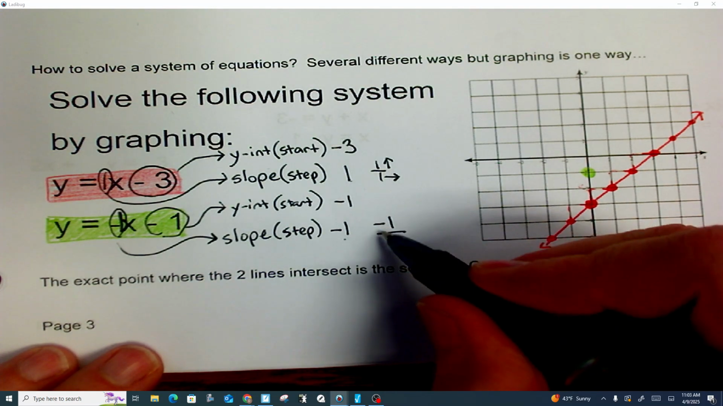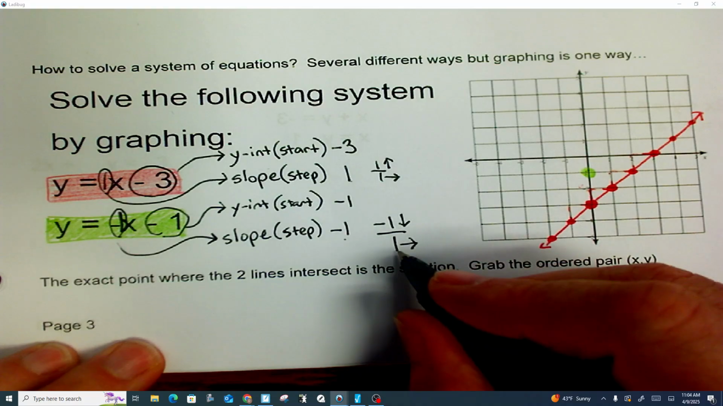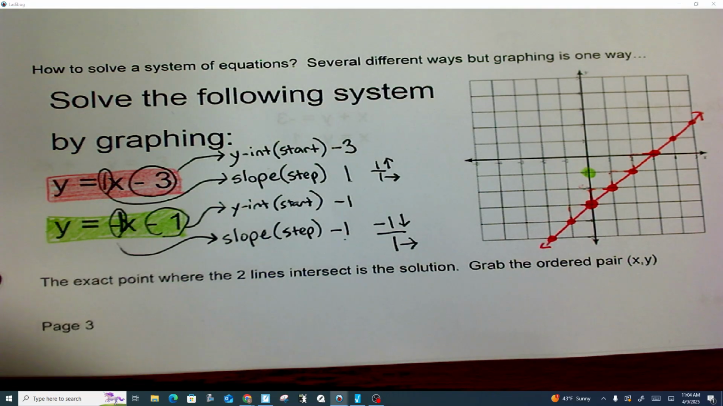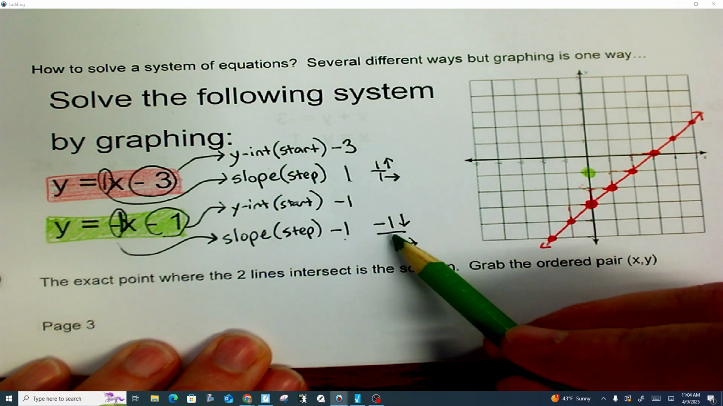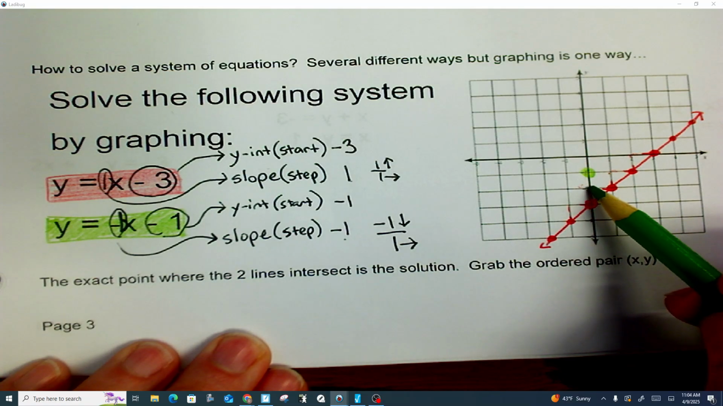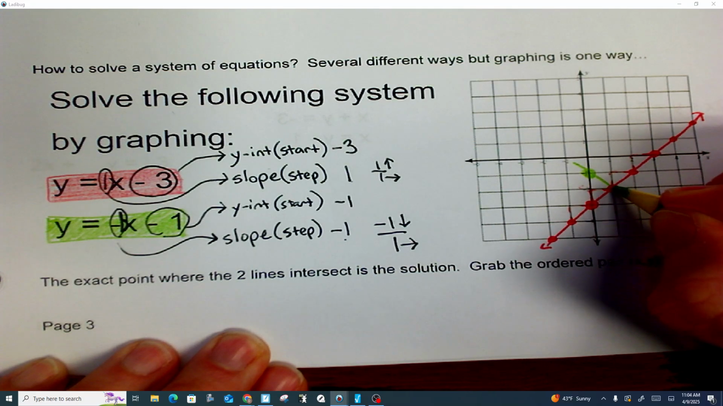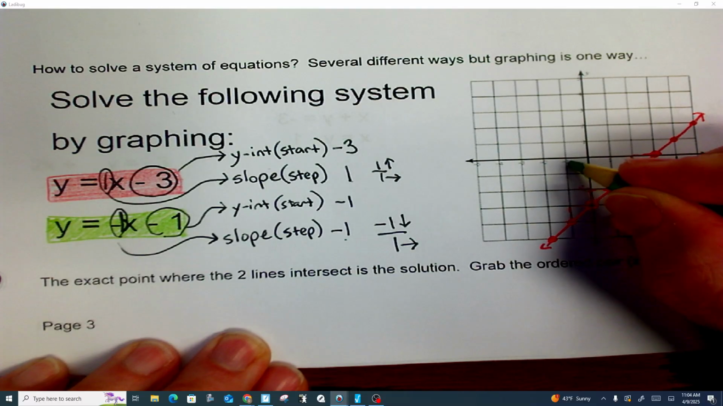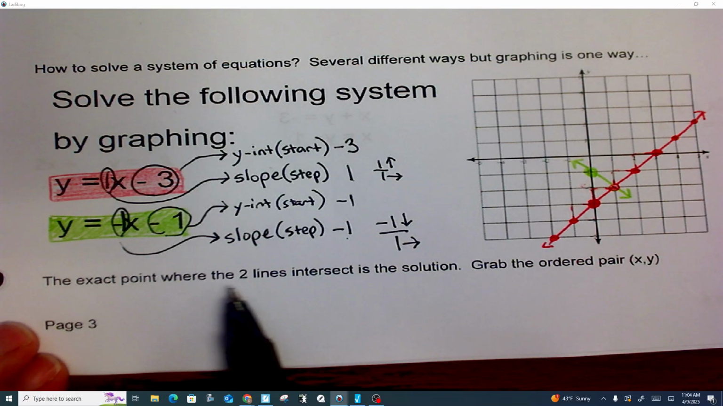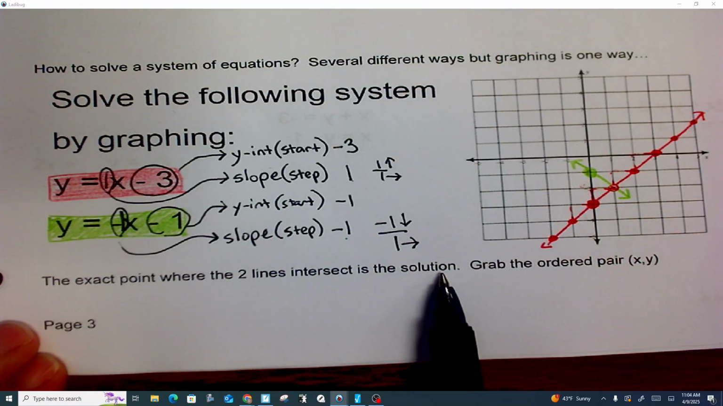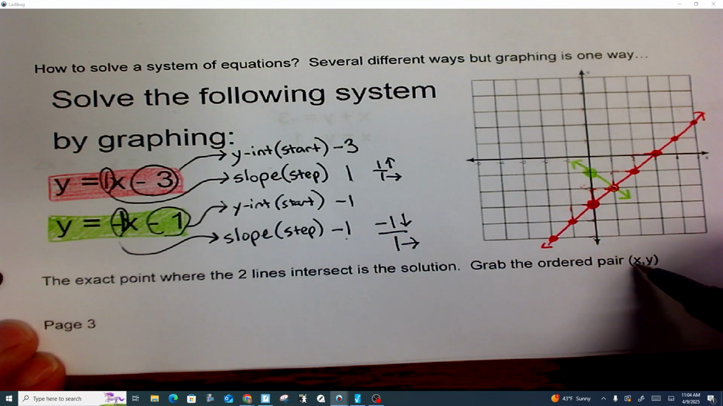If your top number of your slope is negative, I want you to go down that many, and then we would go over this many here. So let's go use this. We're going to go down 1, and then what's this right here? Down 1 and to the right 1. We bump into this exact same dot, and that is what we want. We want the 2 lines to bump into each other. The exact point where the 2 lines intersect is the solution, so we need to grab this ordered pair. Just remember, we need your x value first.